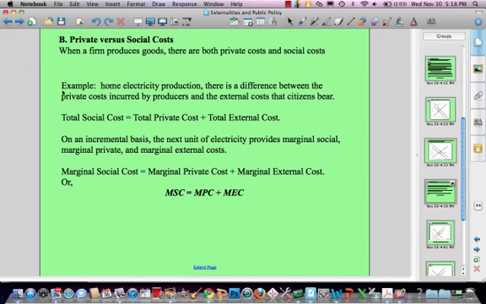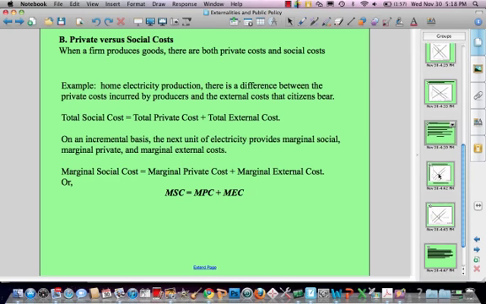Just like the prior example, where we had private and external elements as benefits, here we have an equation that says total social cost of, in this case, home electricity production equals total private cost plus total external cost. Now, on an incremental basis, because we're economists, the next unit of electricity provides marginal social, marginal private, and marginal external costs, which can be written as MSC equals MPC plus MEC. Let's see what that looks like on a graph.